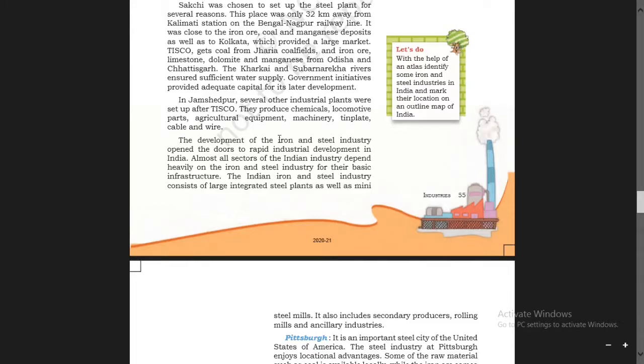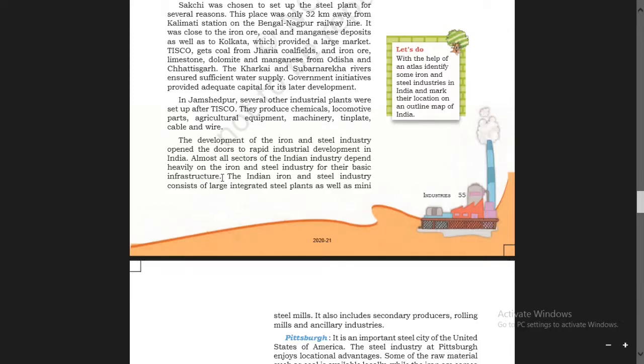The development of the iron and steel industry opened the doors to rapid industrial development in India. You see here the development of this iron and steel industry. It opened the doors towards rapid industrial development in our country. Almost all sectors of the Indian industry depend heavily on the iron and steel industry for their basic infrastructure.